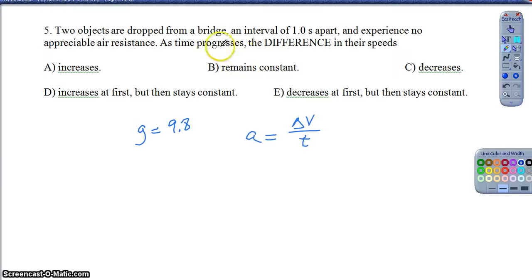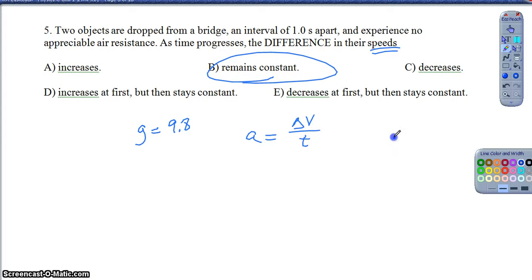So this question is asking me, as time progresses, the difference in their speeds, so in other words the difference in their velocities, right? Well, with each additional second the velocity should change by the same amount regardless of when the ball was dropped. So with each additional second as time passes, the velocity still changes by the same amount for each of them. So the difference in their speed would remain constant.